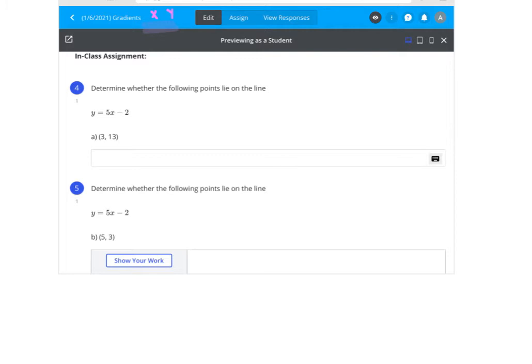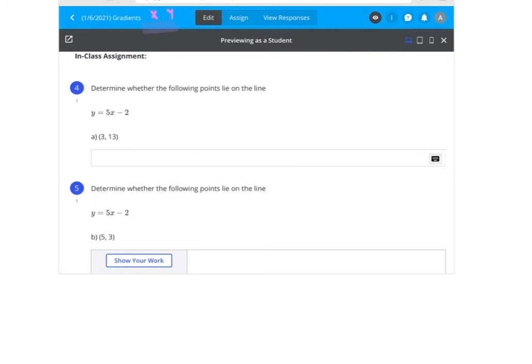And so when you do the math, let's go ahead and do the math. So 13 is equal to, and we know that 5 times 3 is 15, so we have 15 minus 2. And then 15 minus 2, what does that give us, guys? Well, if you said 13, you're correct. Notice that our left-hand side equals our right-hand side. So 13 is equal to 13. This is a true statement. Therefore, our point does lie on the line.